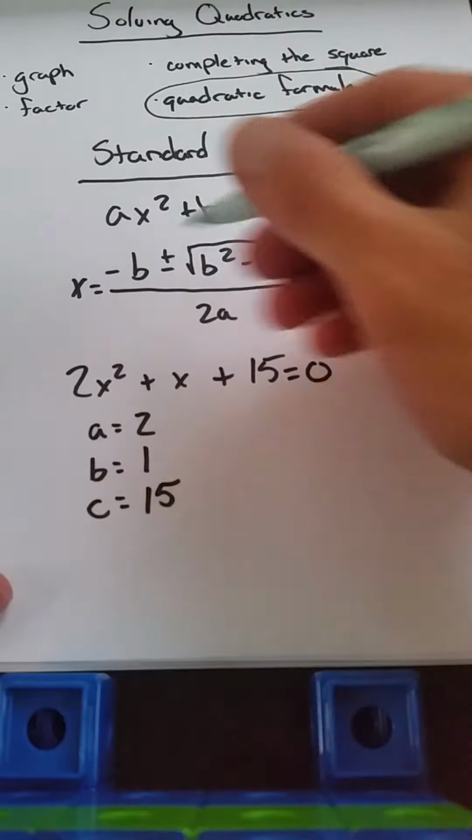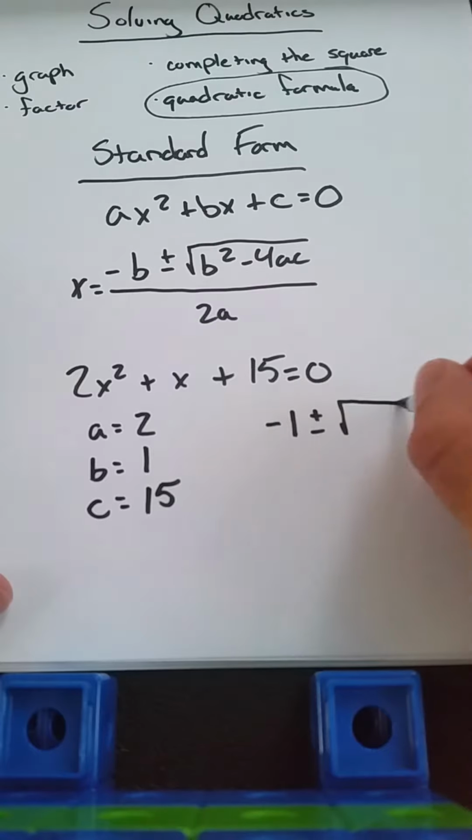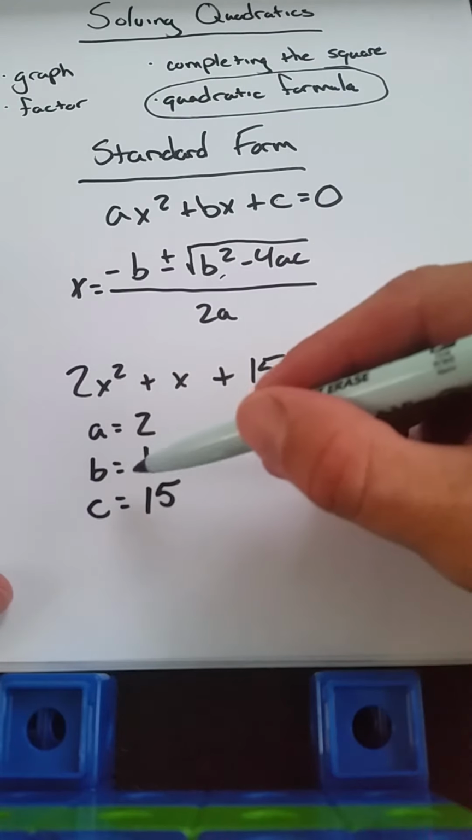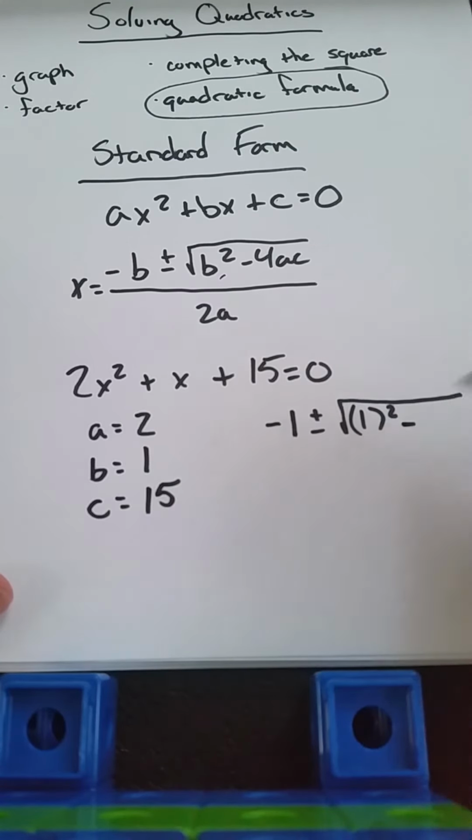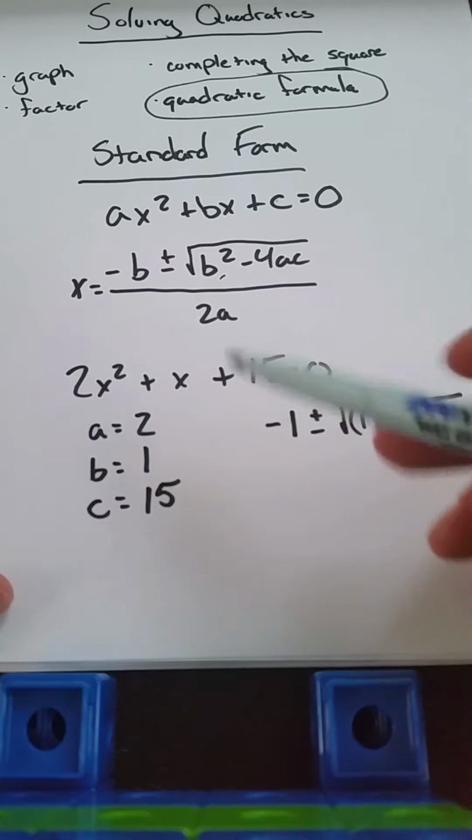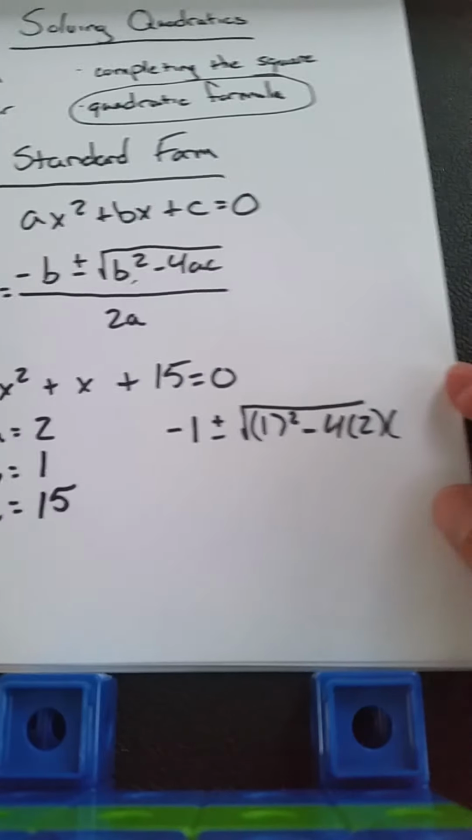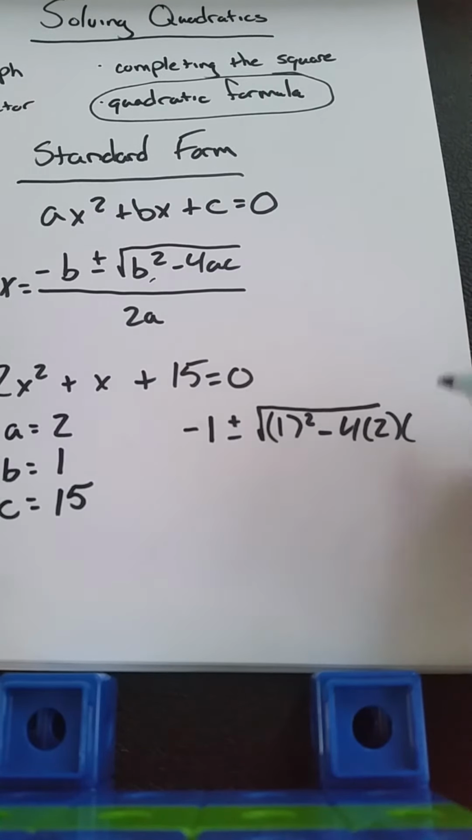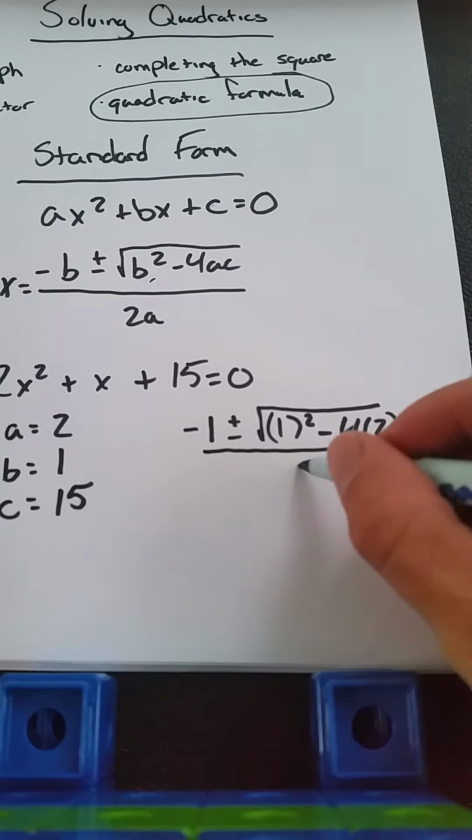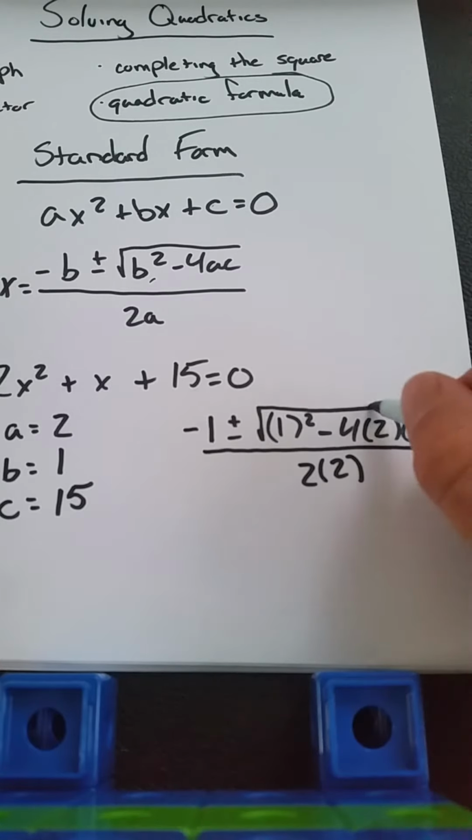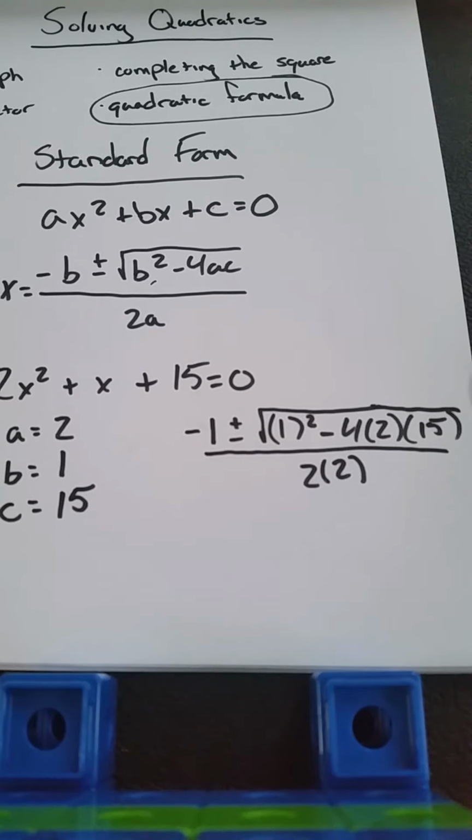Now, plugging this directly into the formula, we have -1 plus or minus the square root. It says b squared, so that would be 1 squared. I'm going to put it in parentheses, minus 4 times A. A is 2. And then C, slide this over so you can see it. C is going to be 15, all over 2 times A, which is 2. Please make sure your radical extends over that last term right there. So there is our setup.